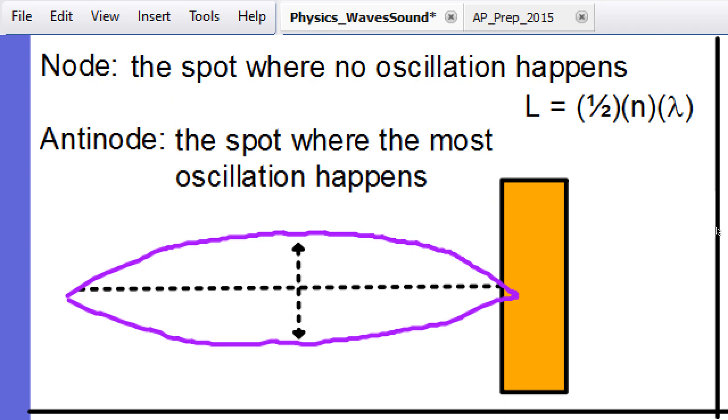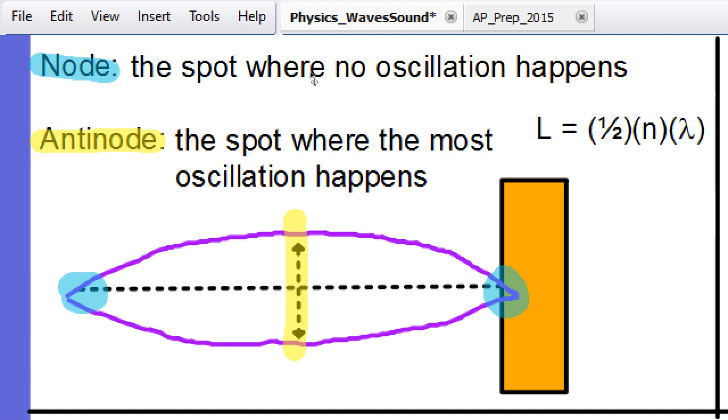So on my picture, this would be an antinode. This spot and this spot would be nodes. Nodes being where nothing's going on. See how it's not moving up or down? And the antinode is where everything is going on.